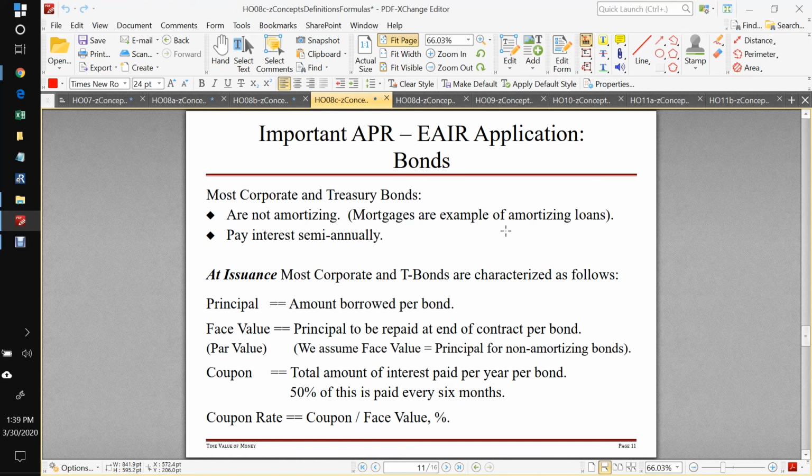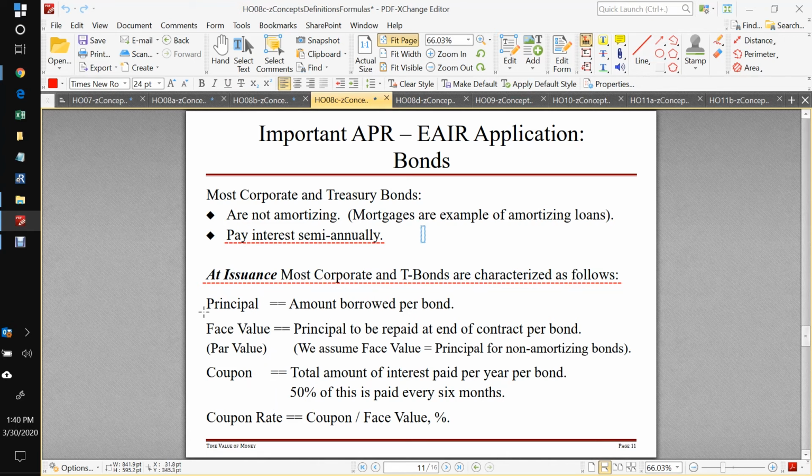Okay, and then we looked at an important application for both EAIR and APR, and that was bonds. Most corporate and treasury bonds are not amortizing, which we'll talk about a little bit later, but they do pay their interest twice a year. So that's important. And we looked at bonds issued in real-world bond markets under two circumstances: at issuance, and these are things you've just got to memorize. You've just got to know these definitions.